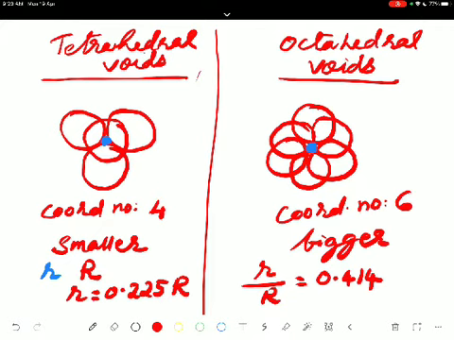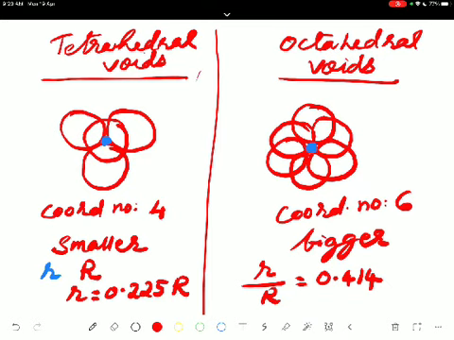So these are the differences between tetrahedral voids and octahedral voids. Octahedral void is bigger than tetrahedral voids. You can keep a bigger cation there. In tetrahedral voids, you can keep a smaller cation. So these are the differences between tetrahedral voids and octahedral voids.